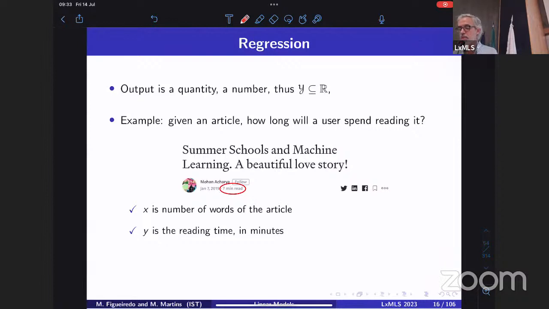and 1. A simple example, the one I was mentioning before: you have an article and you want to predict how long the average user will spend reading it, so that when you show the article you can display that the predicted reading time is 7 minutes. And you can think of a very simple way of looking at the article.